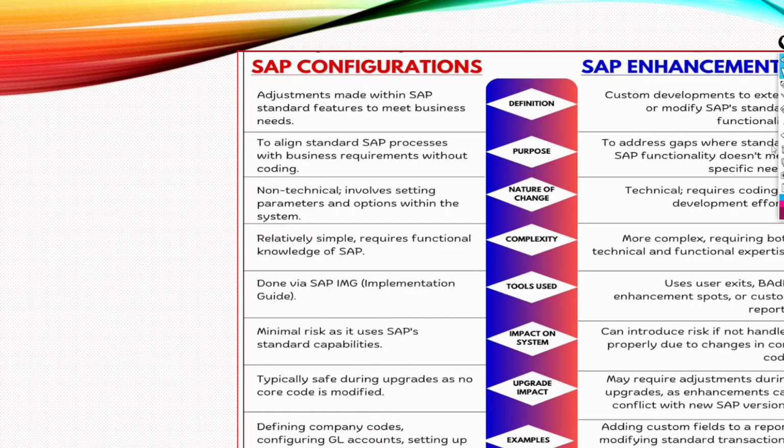I have already given one note just to understand the differences between configurations and enhancements. What is the difference between these two? This is standard features. Configuration is a standard feature, at the same time enhancements are custom developments or custom deployments. You can go through this; I'm not going through each and every point here.